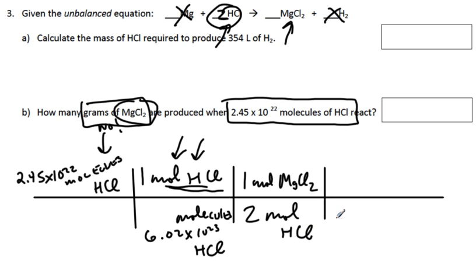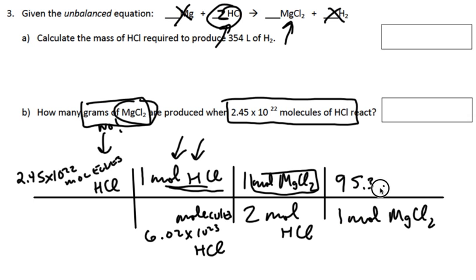So my next step is to say 1 mole of MgCl2, because I'm copying. See how it says moles of MgCl2 there? What's that going to be, like 95? Let's see, 71 plus 24. Yeah, 95.3 grams of MgCl2, ballpark it.